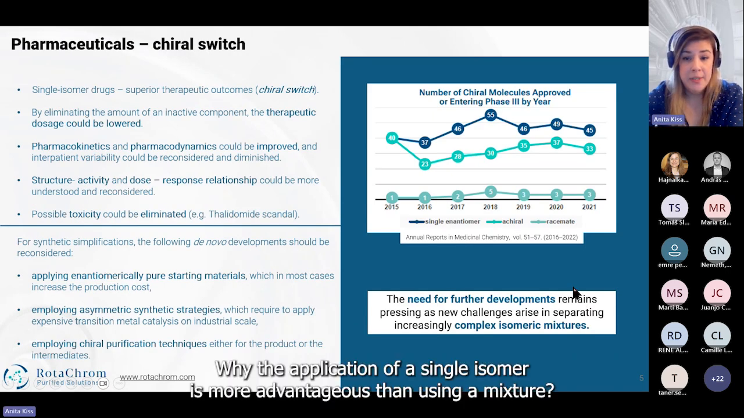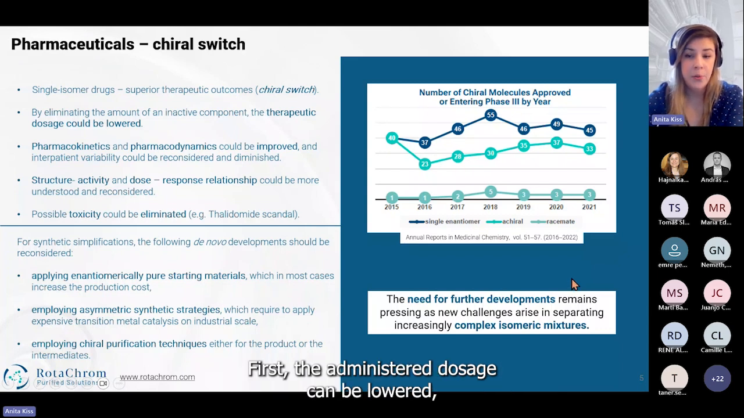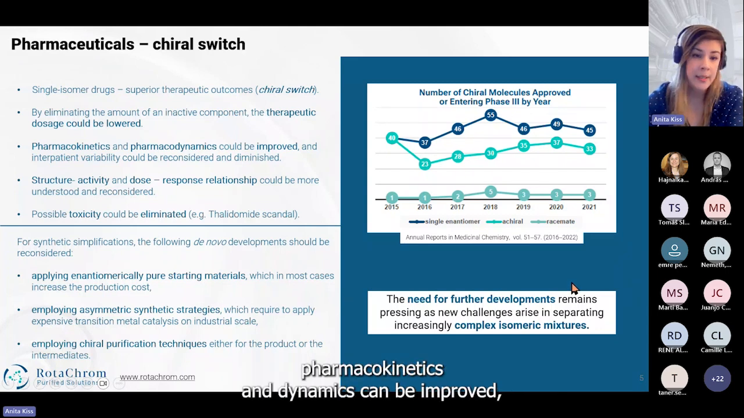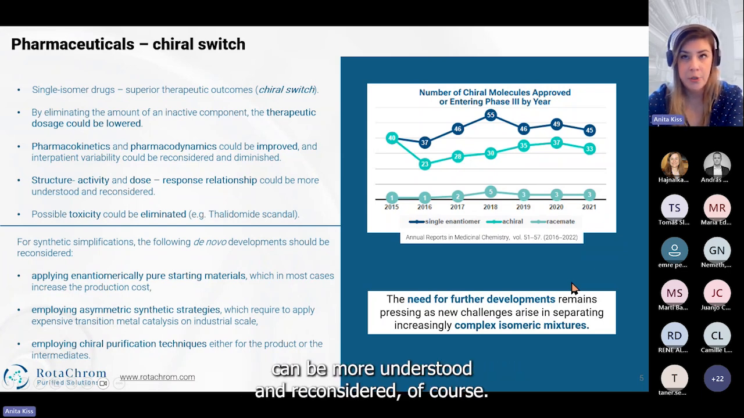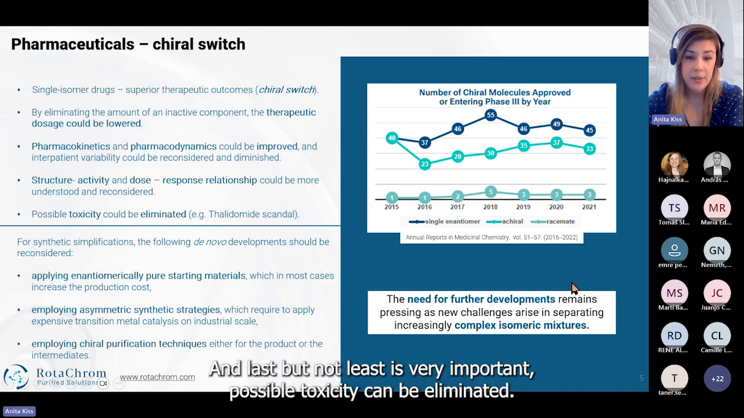Why is the application of a single isomer more advantageous than using a mixture? First, the administered dosage can be lowered, pharmacokinetics and pharmacodynamics can be improved, and structure activity and dose response relationships can be better understood and reconsidered, of course. And last but not least, and very importantly, possible toxicity can be eliminated.